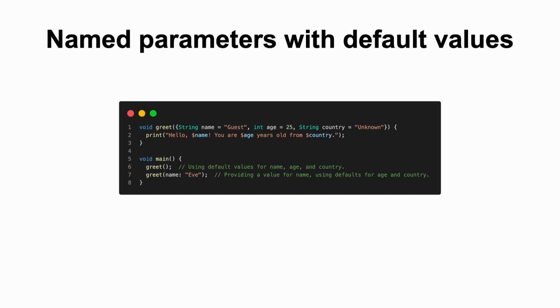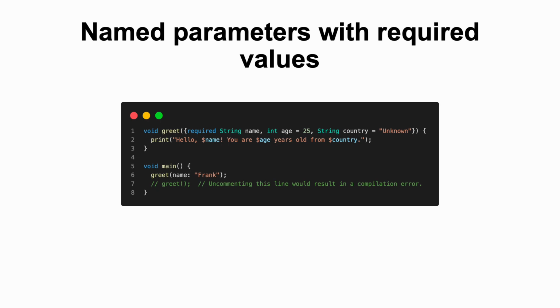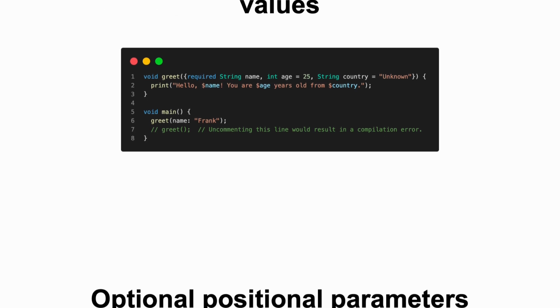The required keyword ensures that certain parameters must be provided during the function call. This is especially useful when you want to enforce that specific information is supplied. In our examples, we've greeted friends and noted their ages, showcasing the required keyword to ensure that the name parameter is always provided, preventing accidental omissions.